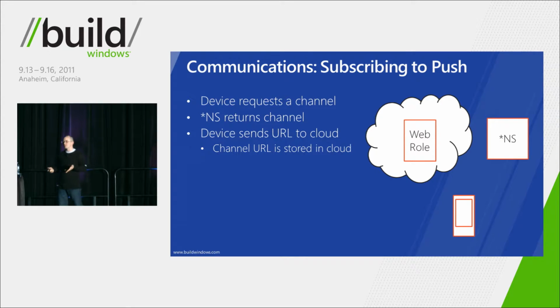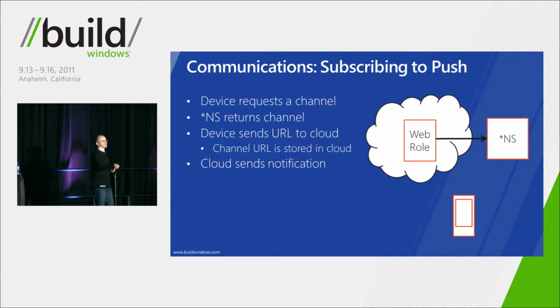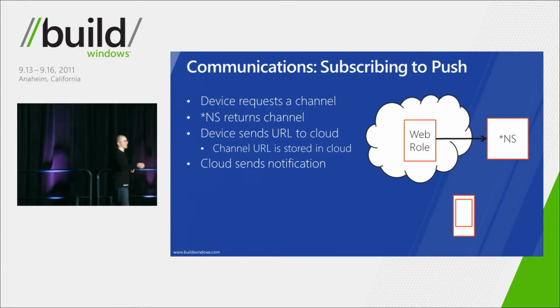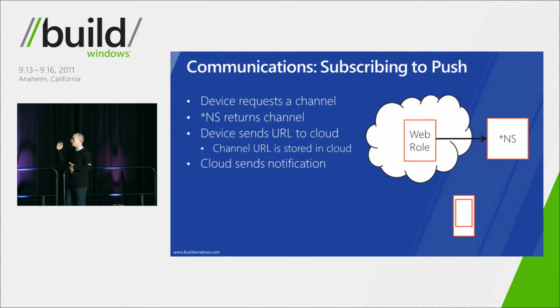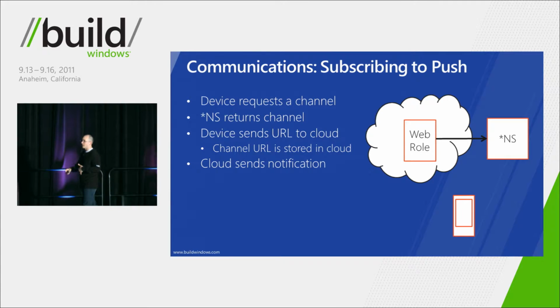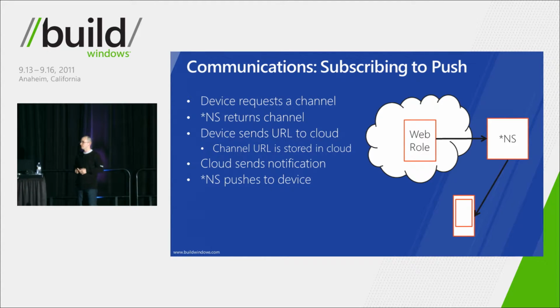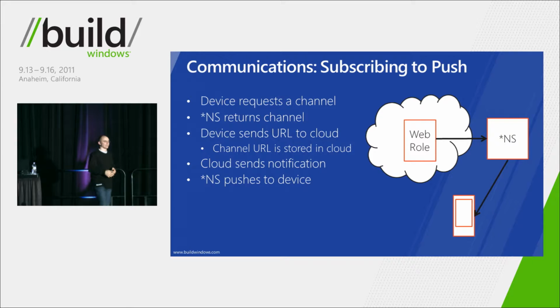Once the channel exists, then your service can use that channel and send a message to the specific notification service. So this could be, again, MPNS or WNS. And since that channel has been created and that notification service can communicate to the device, it's able to send that message down to the device. And then the device can handle it in a number of different ways.